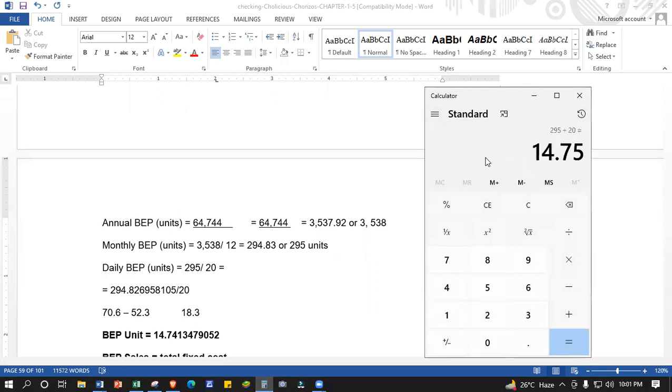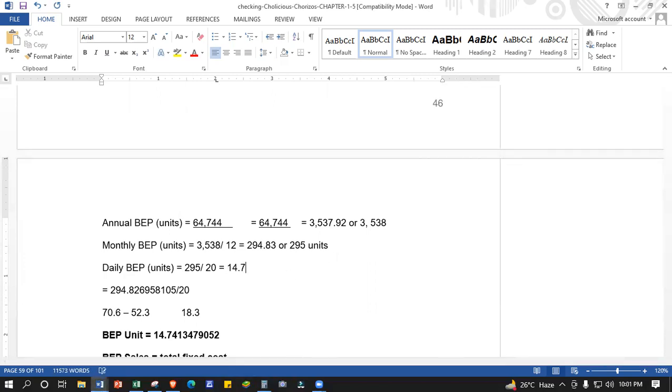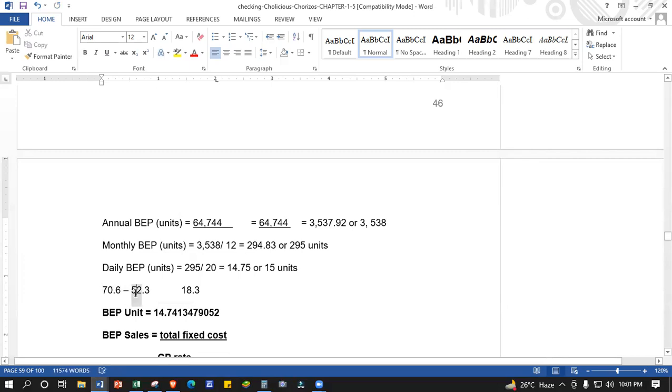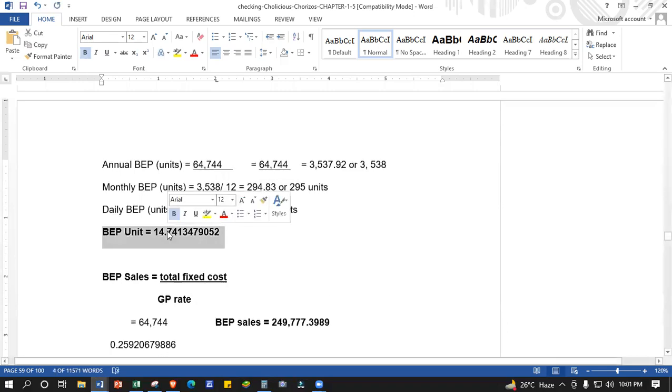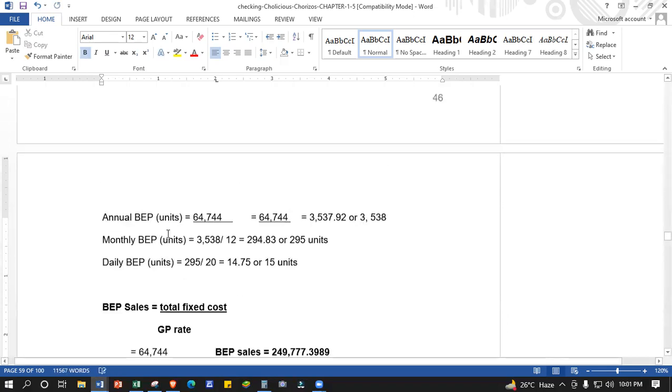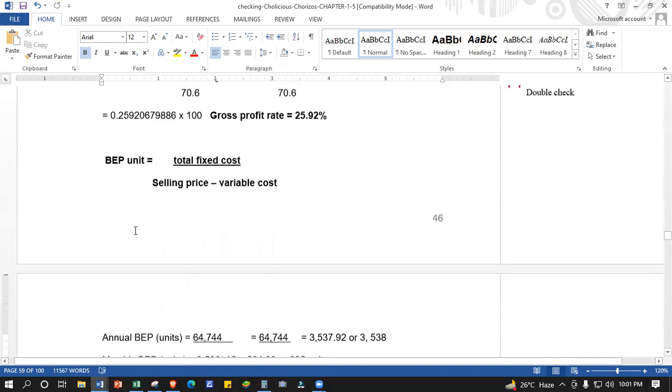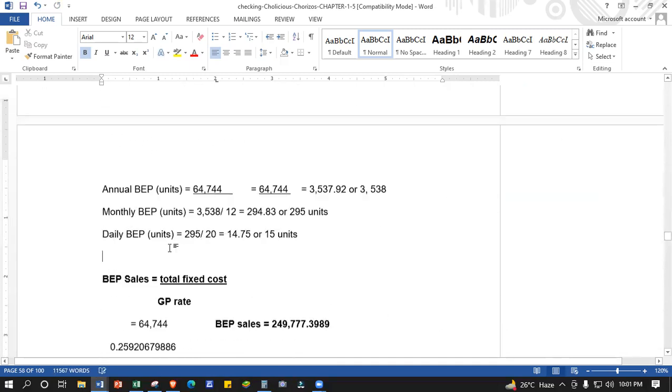295 divided by 20. So that's 14.75 or 15 units per day. Okay? So basically you have three break-even points here for 2022.